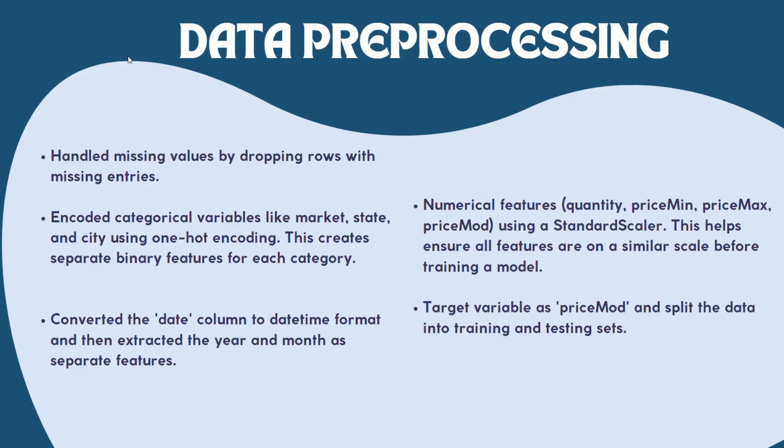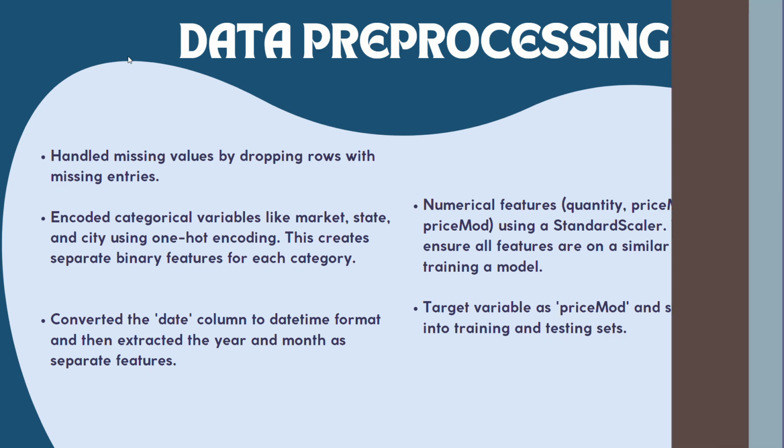and the date. The first step that we are adopting is data pre-processing, where we handle the missing values by dropping the rows with missing entries. Then we encoded the categorical variables such as market, state and city using one-hot encoding that creates separate binary features for each category. And we converted the date column to the datetime format, and we extracted the year and month as separate features. Then the numerical features were scaled, and this ensured all features are on a similar scale. Then the target variable price mode was selected, and the data was split into training and test sets.